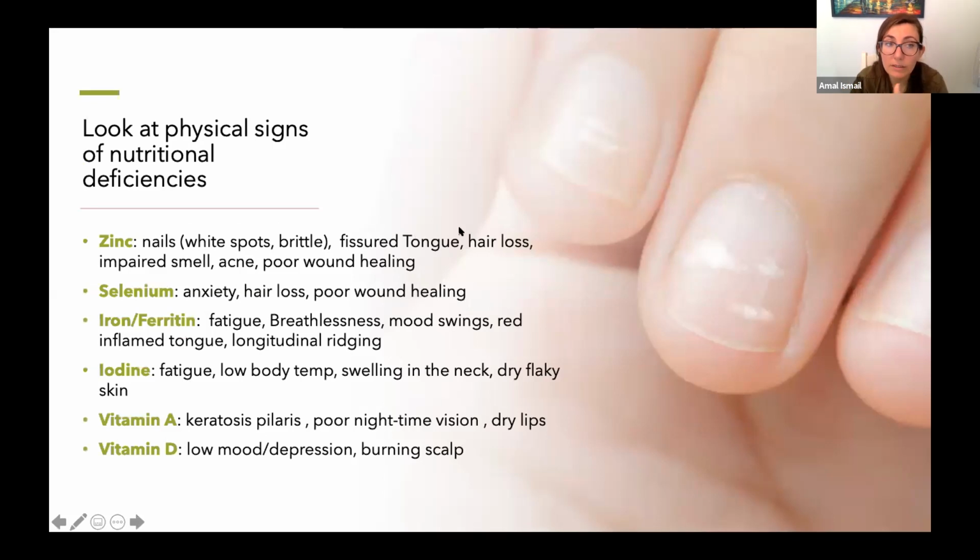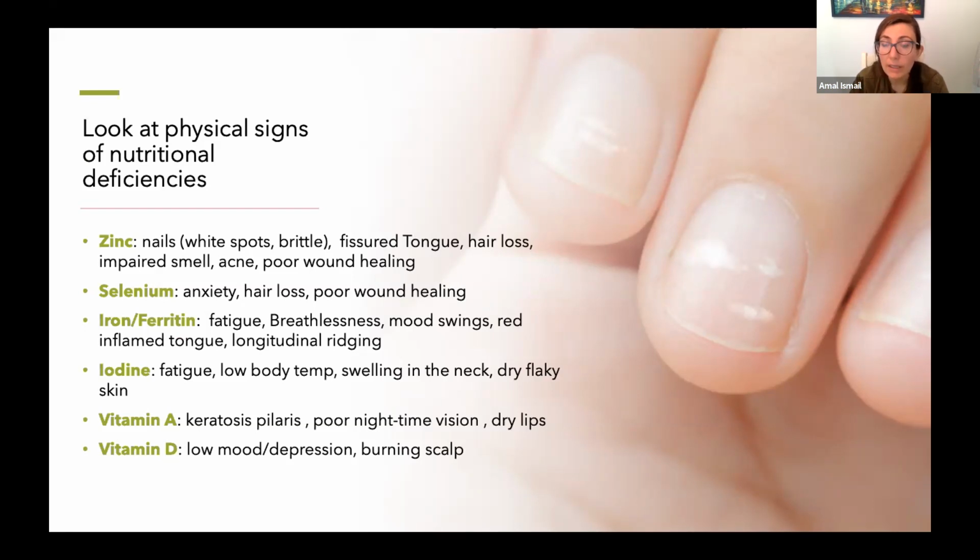So we look at physical signs of nutritional deficiencies, again, because that's really essential for the production of the hormone T4 and the conversion of T4 to T3. And this is a whole area that we get trained in at functional medicine, but essentially we want to see straight away whether there's any nutritional deficiency we need to consider. So zinc, very easy ways, things like white spots on the nails or brittle nails, a fissured tongue, so a tongue with grooving, hair loss, impaired smell, acne or poor wound healing. These are all signs of zinc deficiency.